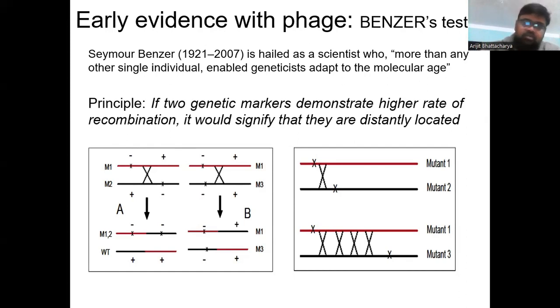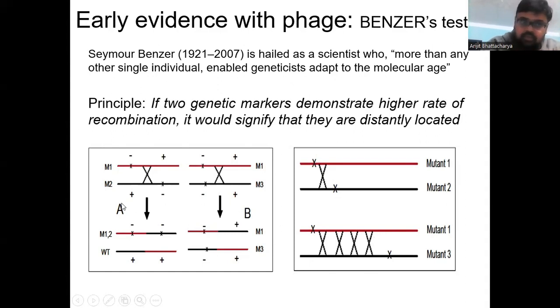Another principle is shown here. If here there is a mutation, and here there is a mutation, the chance of recombination is less because the amount of DNA lying in between is less. But here, because the amount of DNA lying in between is high, the chance of recombination is high.